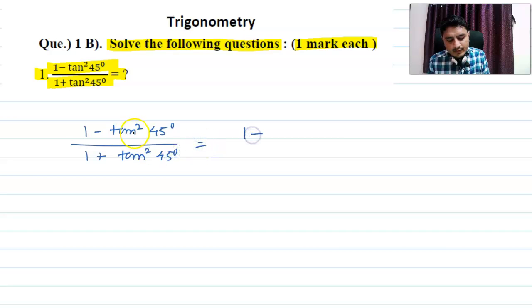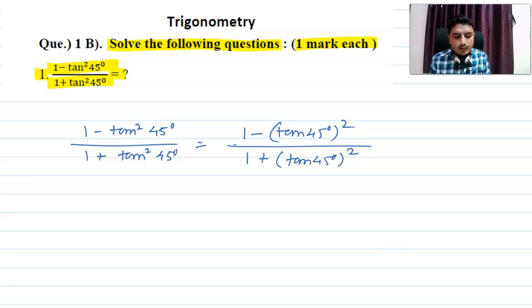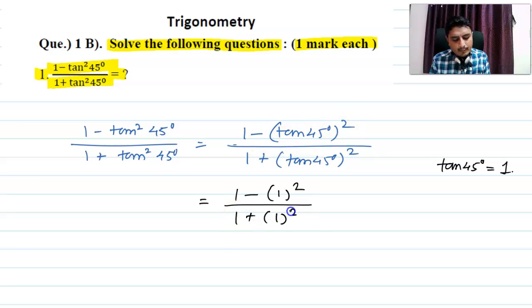So we can write tan square of 45 degrees as tan of 45 degrees the whole square, divided by 1 plus tan square of 45 degrees as tan of 45 degrees the whole square. Look at the trigonometric table, that is the value of trigonometric ratios at given angles 0 degrees, 30 degrees, 45 degrees, then 60 degrees and 90 degrees. We have tan of 45 degrees as per the trigonometric table, that is 1. So let's replace each tan of 45 degrees by 1. We are getting 1 minus 1 square divided by 1 plus 1 square.